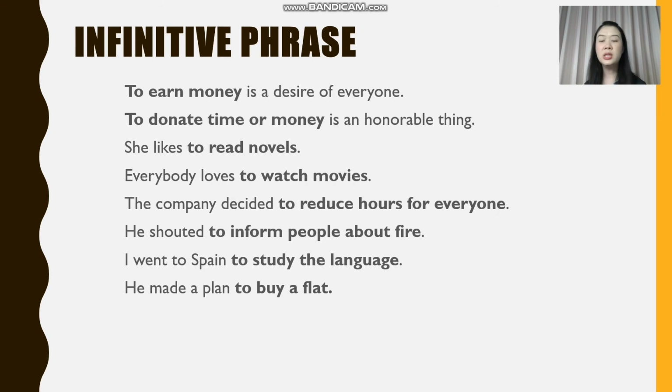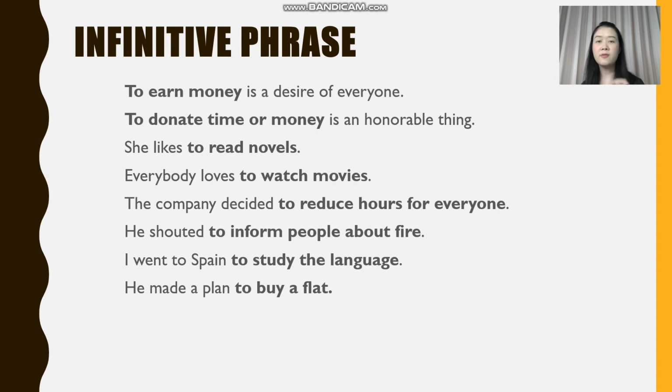Good. She likes to read novels. So to read novels can be the object of the verb likes. Everybody loves to watch movies. To watch movies, that is the object of this sentence. The company decided to reduce hours for everyone. He shouted to inform people about fire. I went to Spain to study the language, and he made a plan to buy a flat.